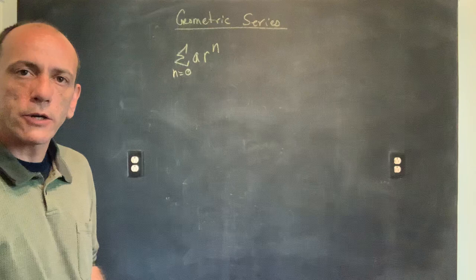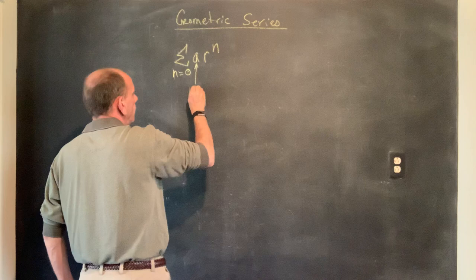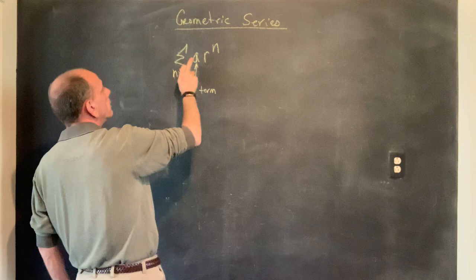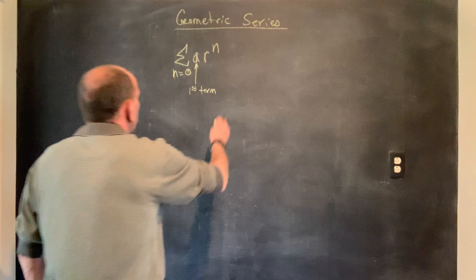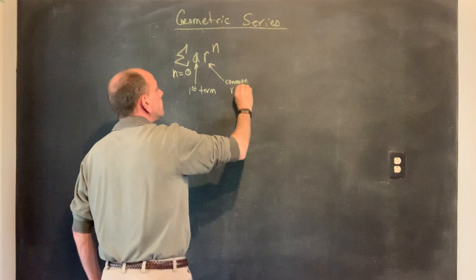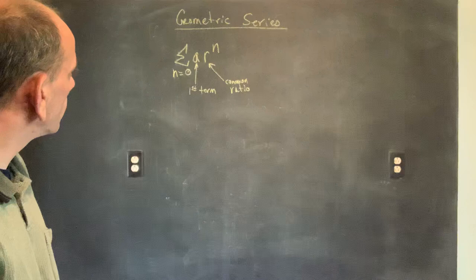Now, this a is the first term, right? Because when n is 0, this will be 1, and I'll just have a. So a is my first term, and r is a common ratio, the common ratio between the terms in that sequence. Okay?